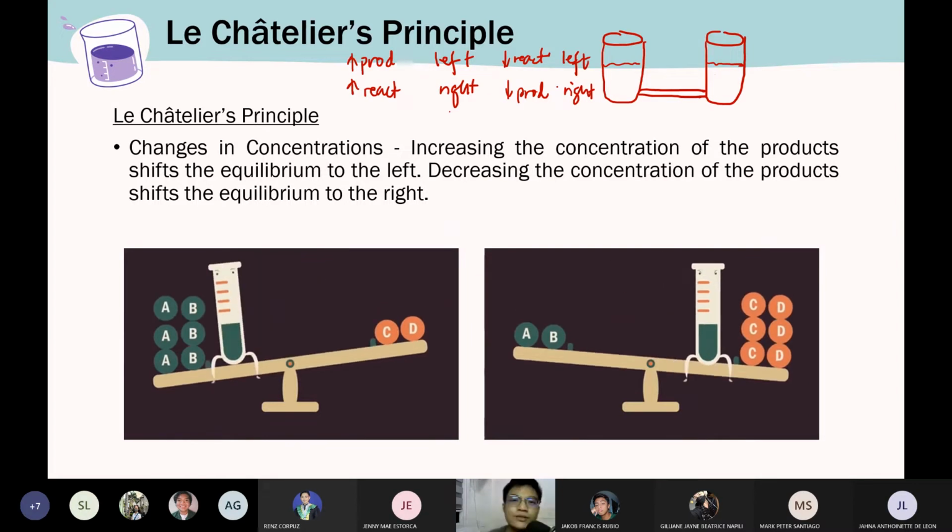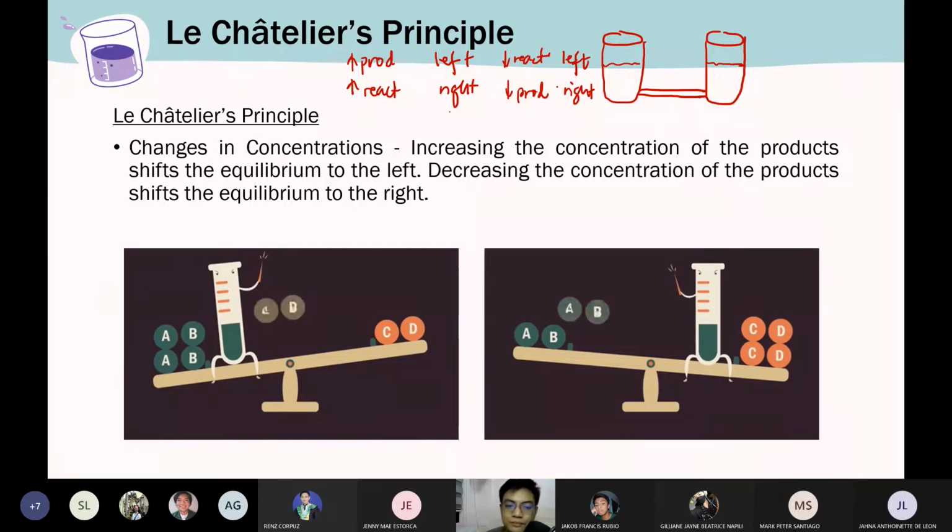So, kayo, if medyo nahirapan kayo to grasp it, I highly suggest you to try making this, yung cups na magkadugtong. Gamit kayo straw in between. Tapos, see for yourselves, na kapag nagdagdag ka sa left side, mapupunta sa right side yung tubig. Nagdagdag ka sa right side, mapupunta sa left side yung tubig. Okay? So that's how our chemical systems behave as well.